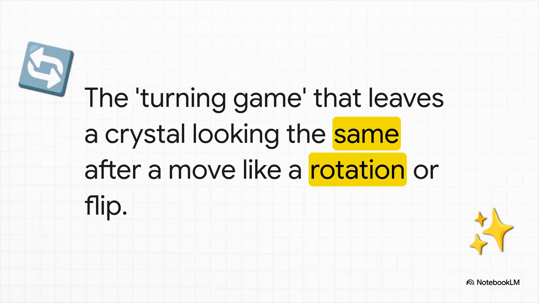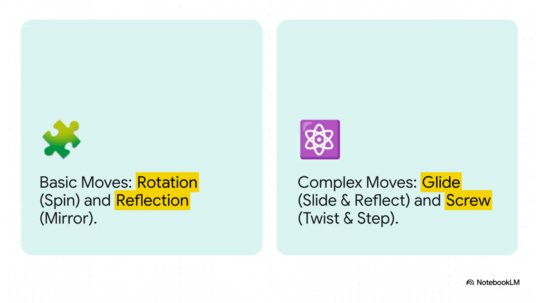So what is symmetry, anyway? You can think of it as a kind of turning game. It's any move you can make, a spin, a flip, a reflection, that leaves the crystal looking completely identical to how it started. It's nature's little trick for creating patterns that are both super complex and incredibly orderly at the same time. Now, these moves come in a few different flavors.